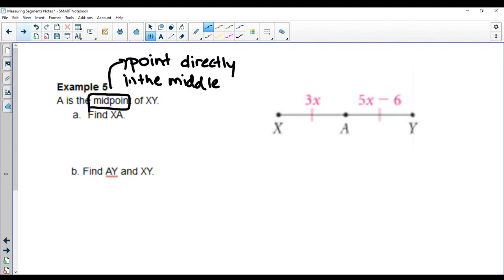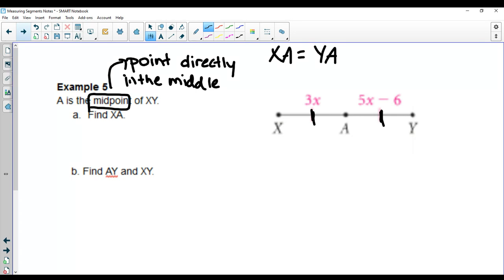So looking at this picture here, how do I know that these segments are congruent? Well, these little tick marks, I call them tick marks, whatever. These little tick marks, if you see those, they tell you that those pieces are congruent. So we could say XA is going to equal YA. Whatever we get for XA's length, YA is going to be the same thing. Okay?